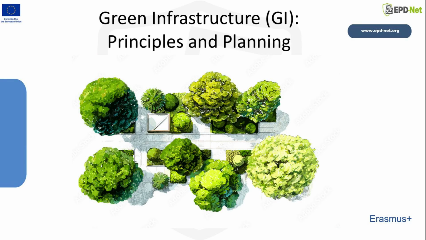GI planning draws directly from landscape ecology. Structural connectivity refers to the physical arrangement of green patches, such as riparian belts, parks, and forest strips, while functional connectivity focuses on how organisms and ecological processes actually move across the landscape. Effective GI requires both. Physical corridors alone are insufficient if they don't support real ecological functioning.